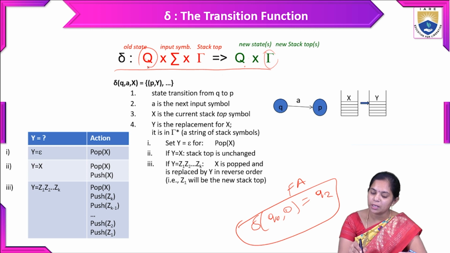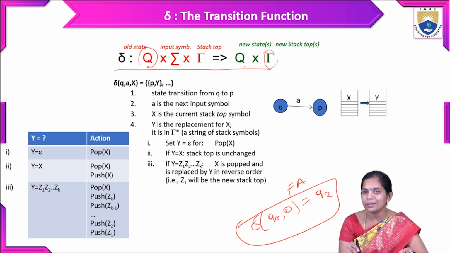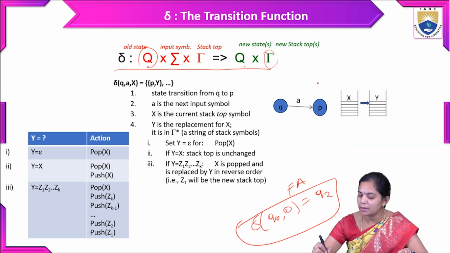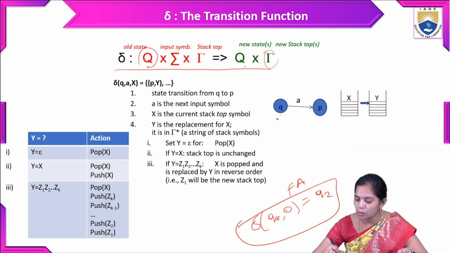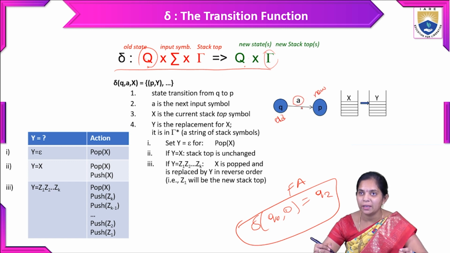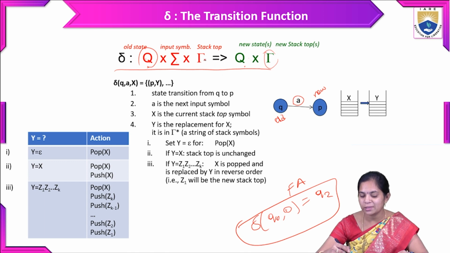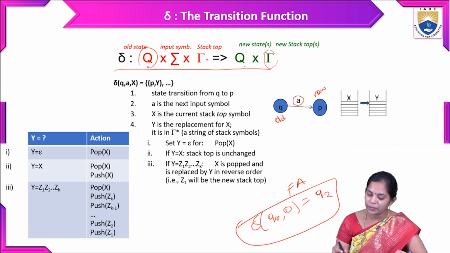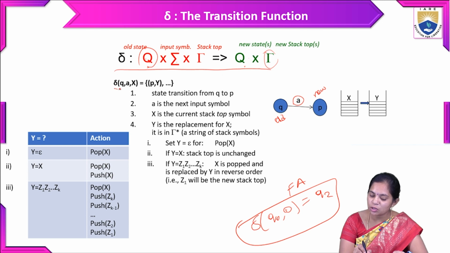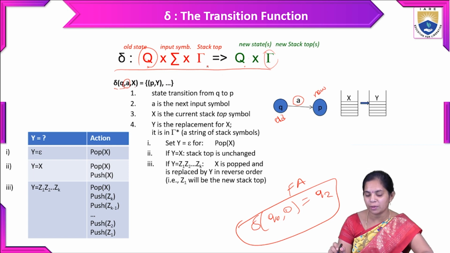And here the Q on the left side is nothing but the old state, and here is the example. Here we have a Q, this is the old state, and this is the new state for the input A. So here the input symbol is taken from the sigma, and tau is the top of the stack symbols. And here we will discuss the transition of Q, A, X. So A is the input symbol chosen from the sigma.